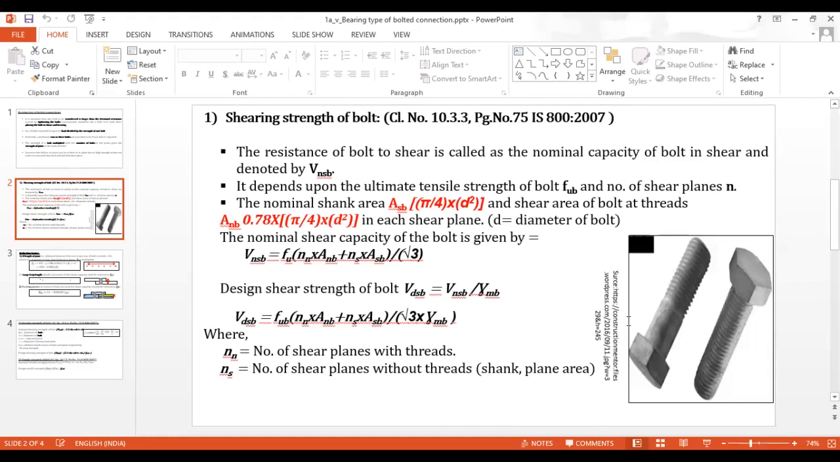Third case is that both the shear plane failures may occur in the shank portion. That time we assume that NS is equal to 2 and NN is equal to 0. So these are the four cases for the shear plane calculation, that is NN and NS.